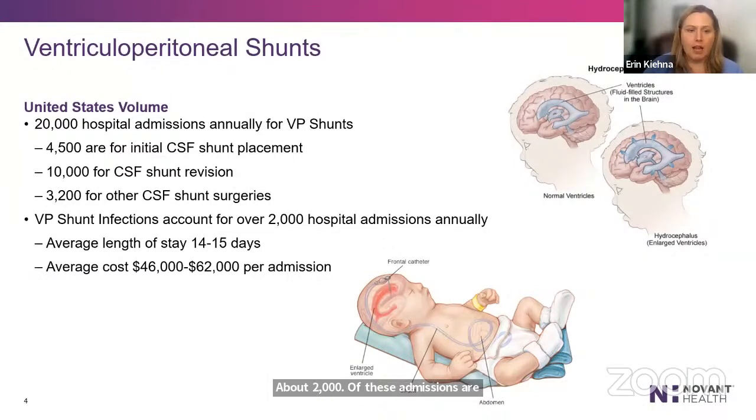And as we know, an average length of stay is 14 to 15 days because the shortest duration of antibiotics is going to be about 10 days. The longest, of course, is up to 21 days or longer. And this is an average cost of 46 to 62,000 US dollars per admission. So this is a huge burden on our healthcare system.